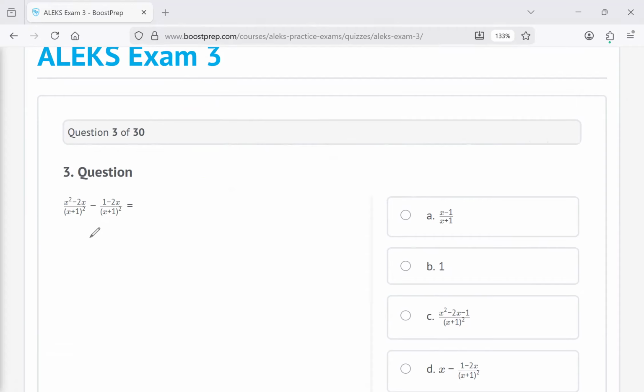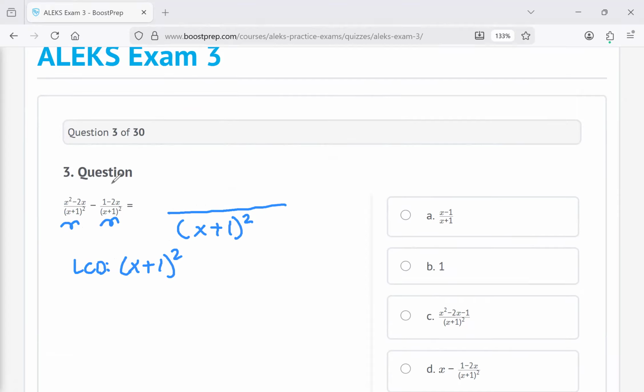Question 3. We're subtracting fractions, and the good news about this problem is see how the bottoms are the same, x plus 1 squared, x plus 1 squared. So when you subtract or add fractions, you need an LCD. And the good news is they're the same, so that means our LCD is x plus 1 squared. So on the bottom, you can just put down your LCD, which is x plus 1 squared.